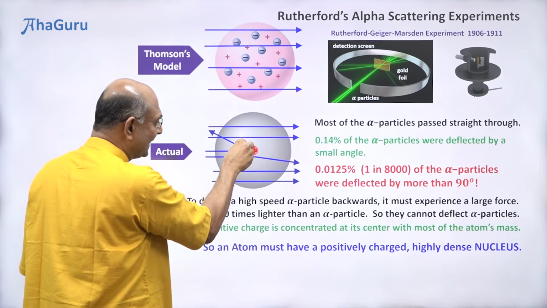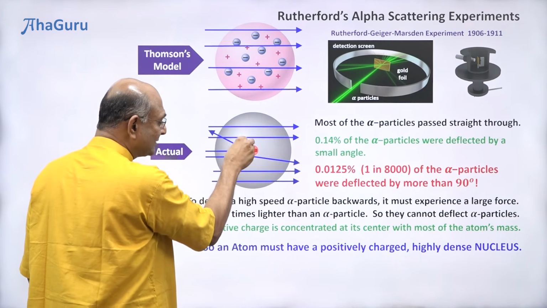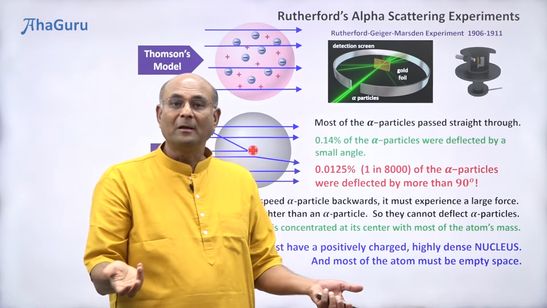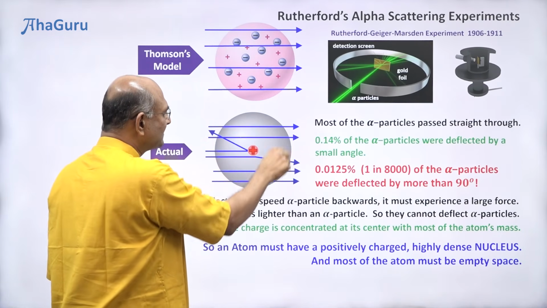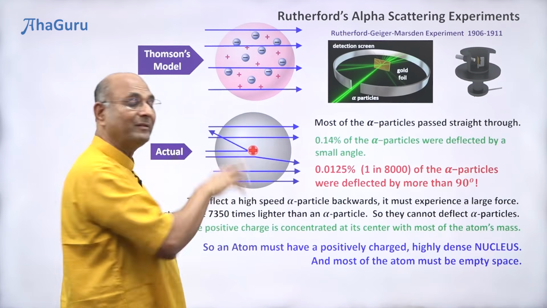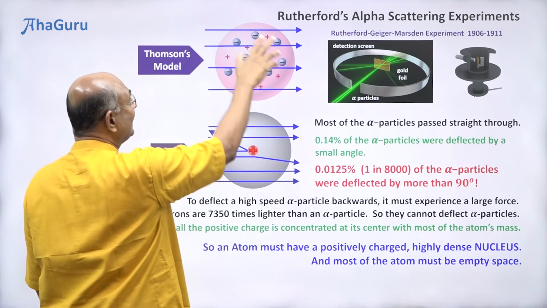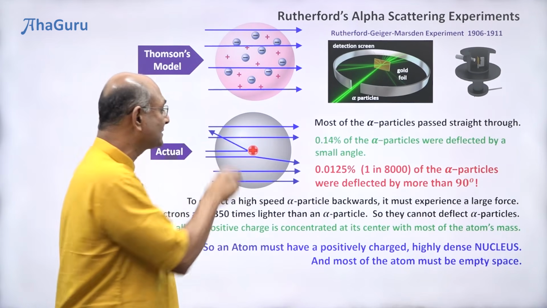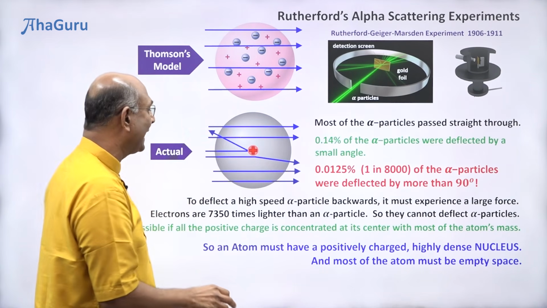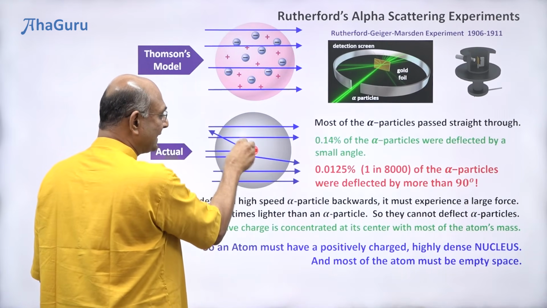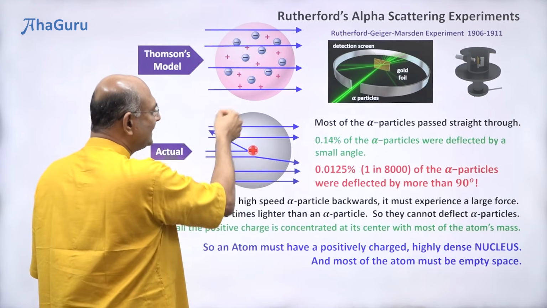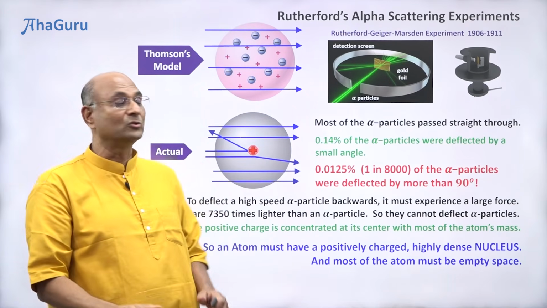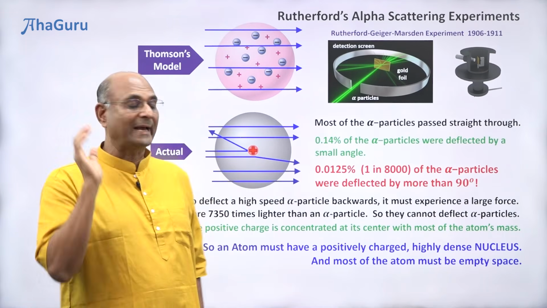But if most of the mass is sitting here and all the positive charge is sitting here, that means most of the atom must be empty space, because the electrons are tiny, right? So the electrons must be distributed around and most of the atom must be empty. It is not like what Thomson said at all. The atom has a nucleus. The nucleus has all the positive charge and most of the atom's mass, and the electrons, which have very little mass, are distributed around, and most of the atom is empty. So that was the big conclusion from Rutherford's alpha scattering experiments.